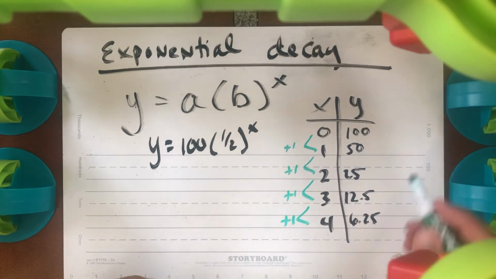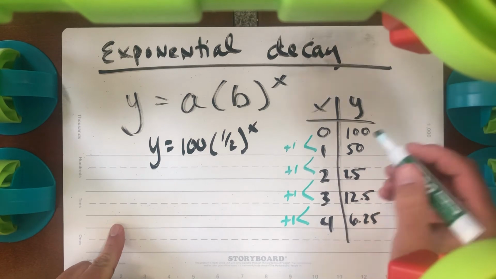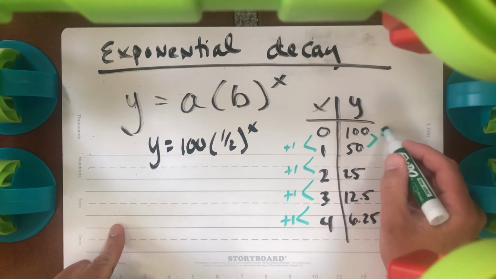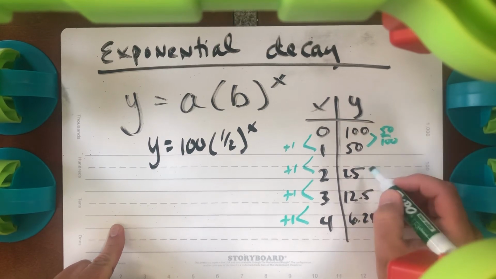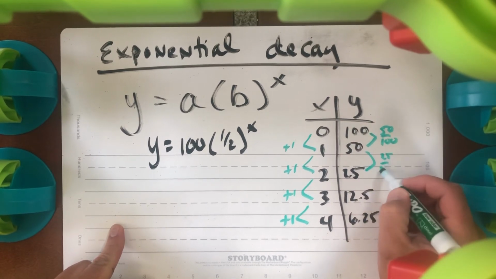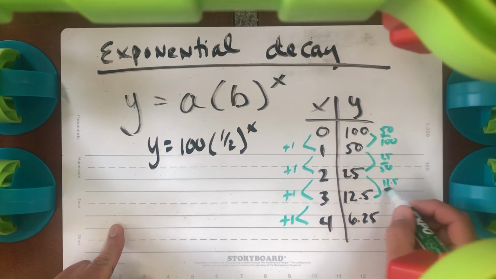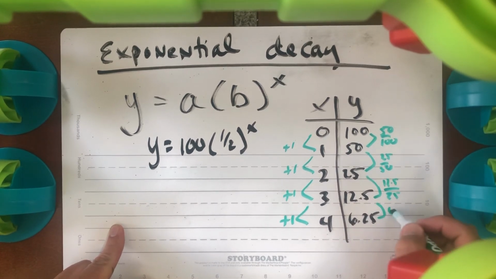We're looking for what's called a common ratio to find this multiplier, this b value. So the way you can find this is take 50 and divide it by 100. Take 25 and divide it by 50. Take 12.5 and divide it by the previous number, 25. Take 6.25 and divide it by the previous number, 12.5.